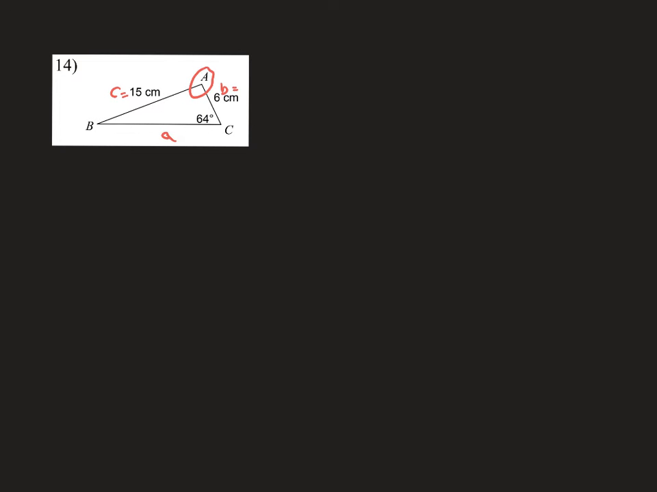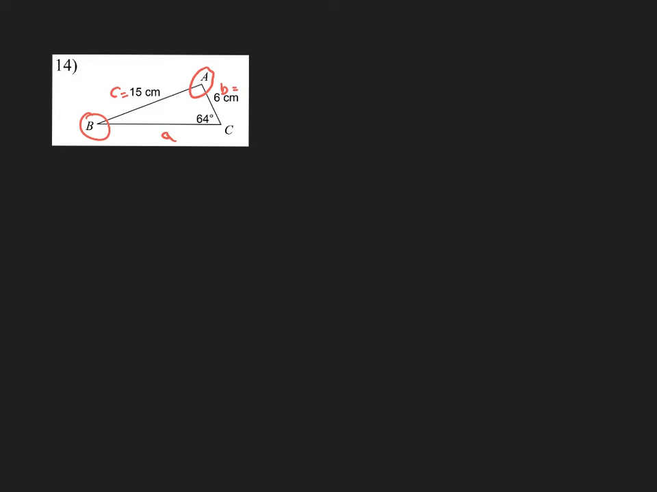So to get to angle A, I'm actually going to get angle B first and then just add them up to 180. So we're going to need to use the law of sines to get angle B so that we can get angle A and then we can do the area. See, this one's crazy. It's complicated, but we can do it.